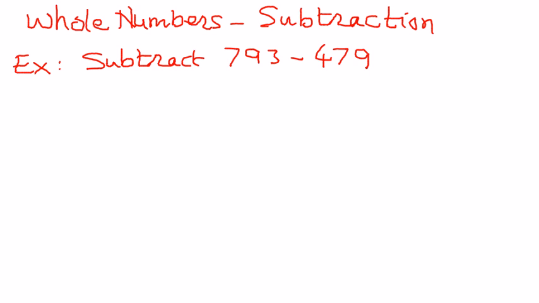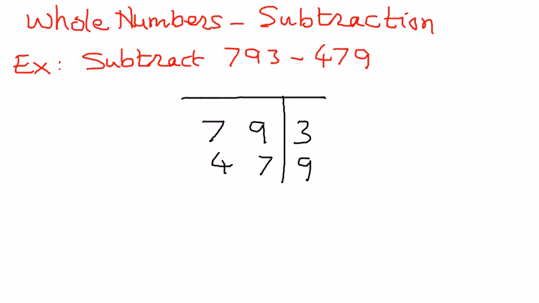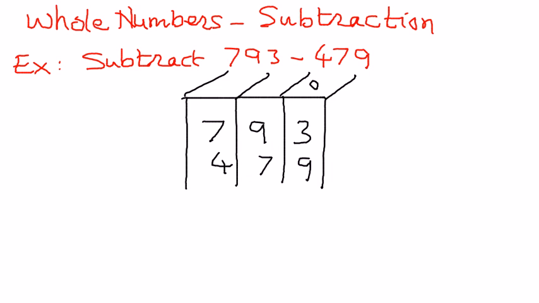Let us first line these numbers up: 7, 9, 3, and then 4, 7, 9. Let's draw these lines in, which tell us about the place values, and then we will identify the columns. This is the ones place, this is the tens place, and this is the hundreds place. We are now ready to subtract these numbers.